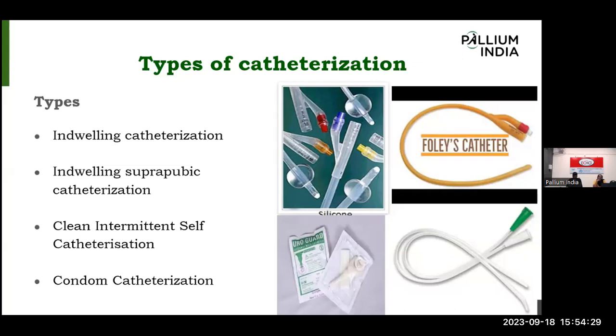So the Foley's catheter is made of latex material, and the silicone catheter is made of silicone material. The latex material gets infected very easily, so we need to change the Foley's catheter every 30 days, every month. But the silicone material is tissue friendly and has less chance of infection. That is the indication, that is the purpose.